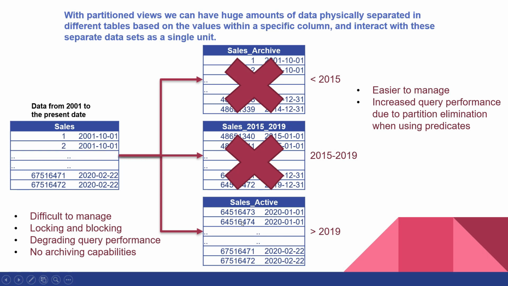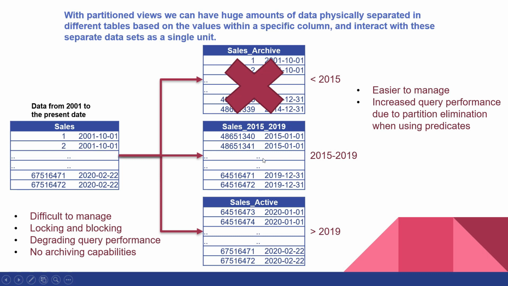the request. If we now write a query that selects the sales data between 2017 and the present date, SQL Server will then remove the sales archive table from the query plan and only query the last two member tables. This can also increase query performance, but the increased performance will be relatively less than when we queried only the sales active table, because we're now querying two tables.